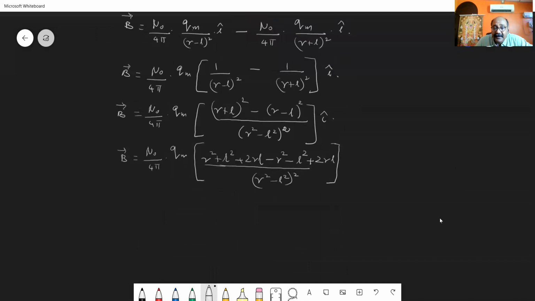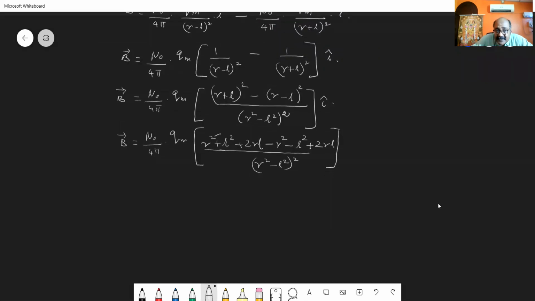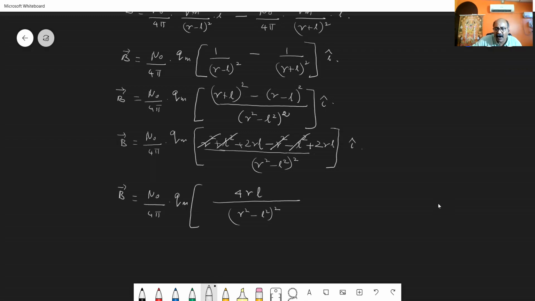Now you simplify. What is that simplification? This R square and this R square will get cancelled. This L square will get cancelled. So what is the simplification now? B vector is equal to mu 0 divided by 4 pi into QM into, in the denominator, you will be having R square minus L square, the whole square. In the numerator, 2RL plus 2RL, you can write it as 4RL into I cap.